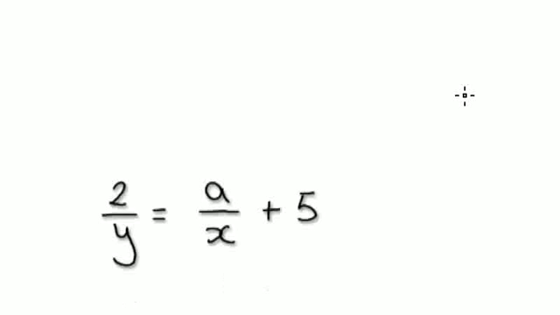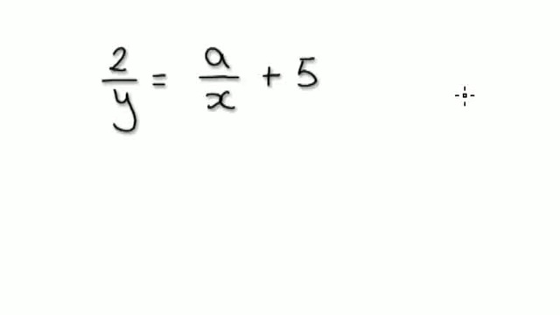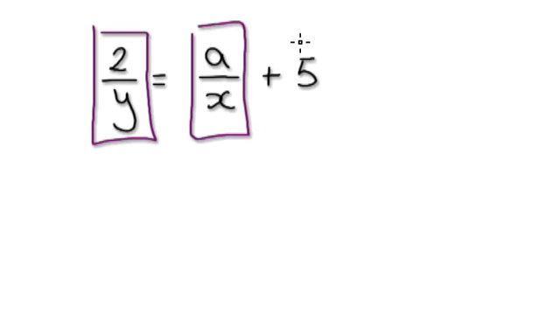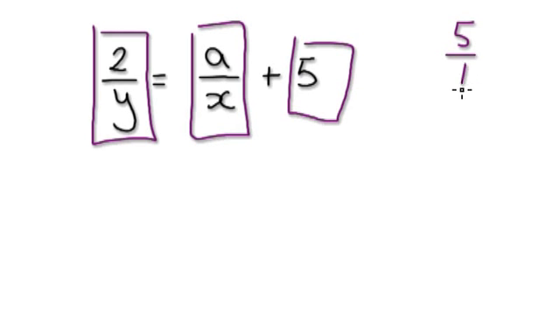Okay, let's give you this one here. Let's say you're given this here. Make x the subject. Here, note that x is at the bottom of the fraction, so most likely you will need to take the reciprocal later on. So at the moment, visualize it as this: one block, another block, and 5 is another block. You can visualize 5 as 5 over 1 if you wanted to, because 5 divided by 1 is 5.